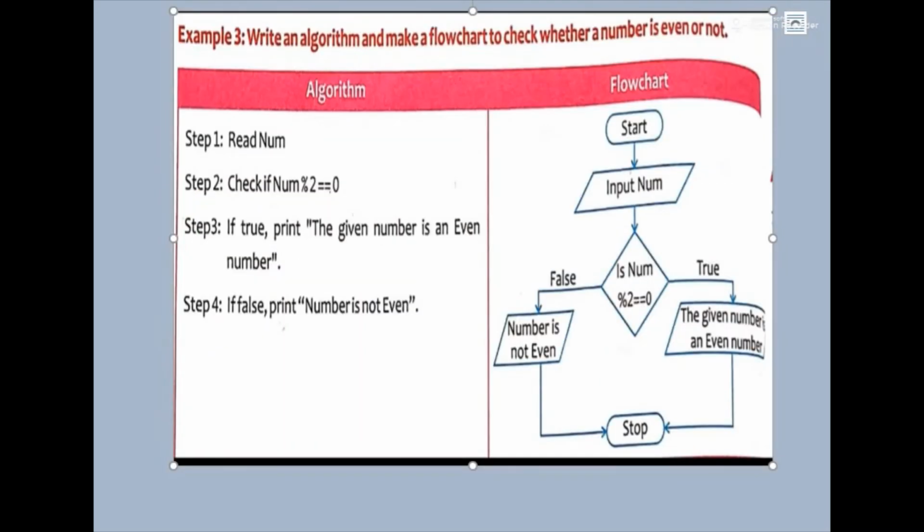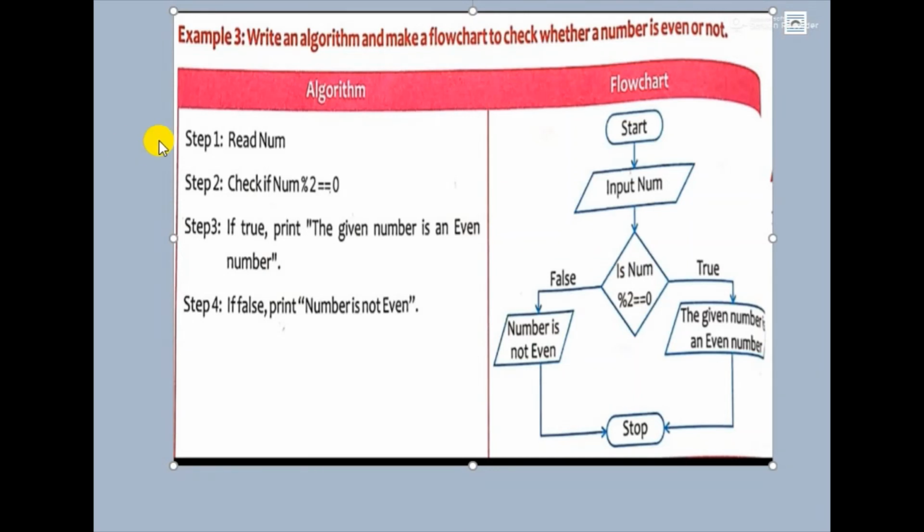One more problem: write an algorithm and make a flowchart to check whether a number is even or not. We all know that whenever we divide any number by 2 and get 0 as remainder, that number is called an even number. And if we divide any number by 2 and do not get 0 as a remainder, then that number is called an odd number.